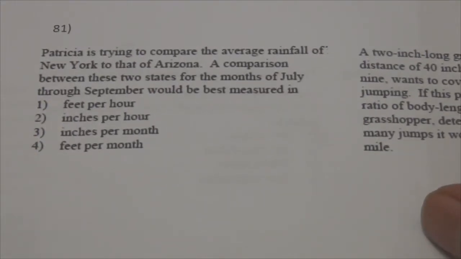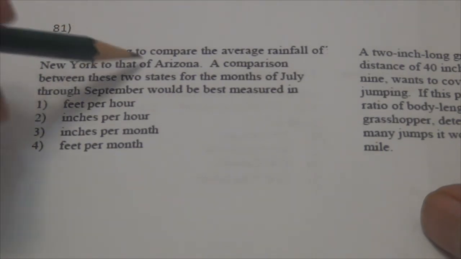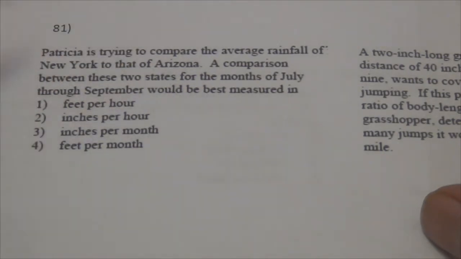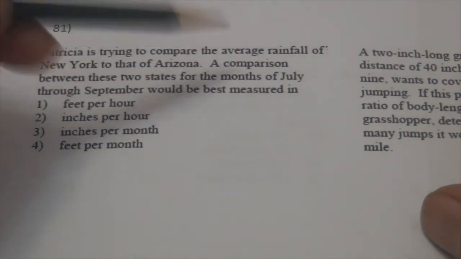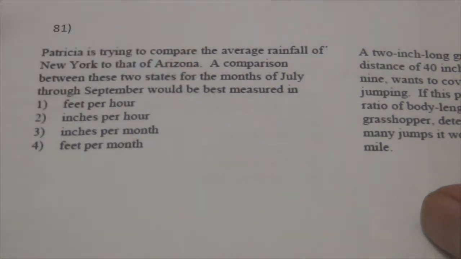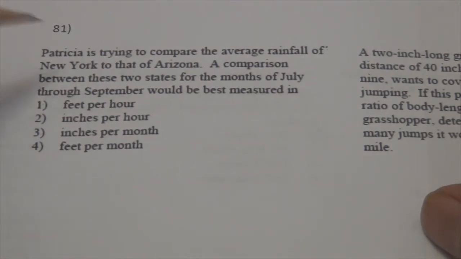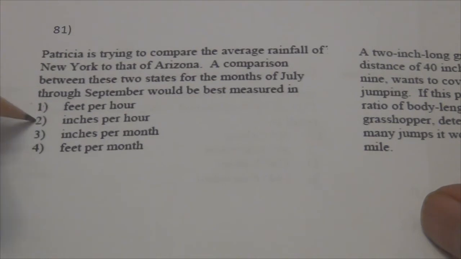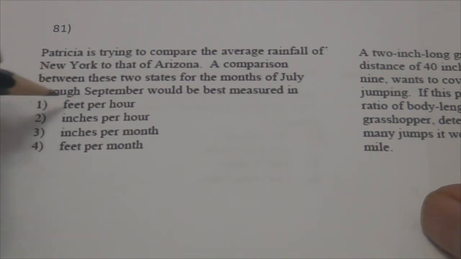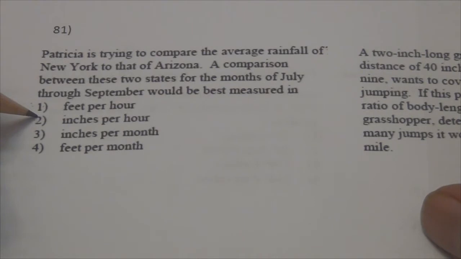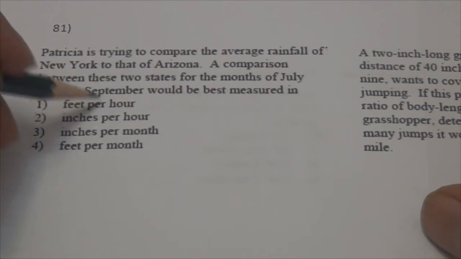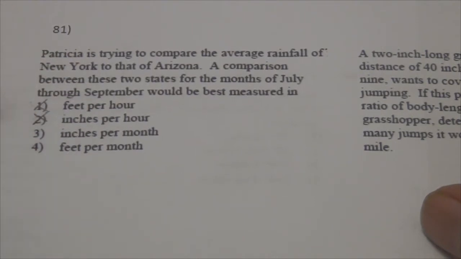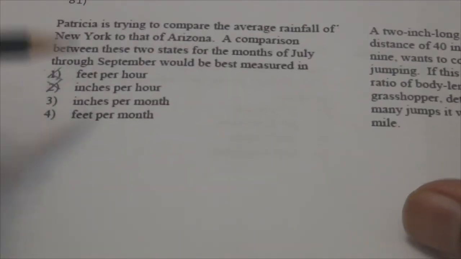Patricia is trying to compare the average rainfall of New York to that of Arizona. A comparison between these two states for the month of July through September would be best measured in feet per hour. First of all, I have never heard on the news feet per hour. Inches per hour, hell no. Usually not even inches per hour? No way. Feet per hour? No. So this cannot be. This doesn't make sense. Let's try the other one. Inches per month.